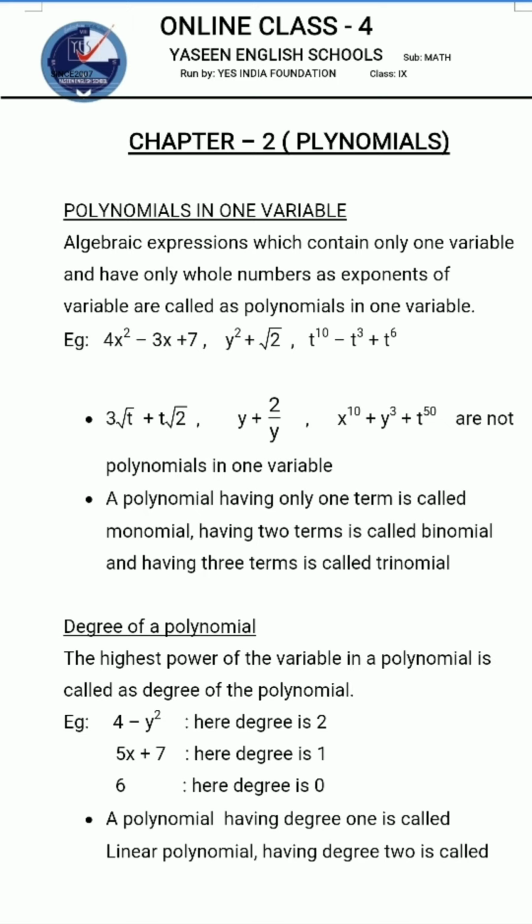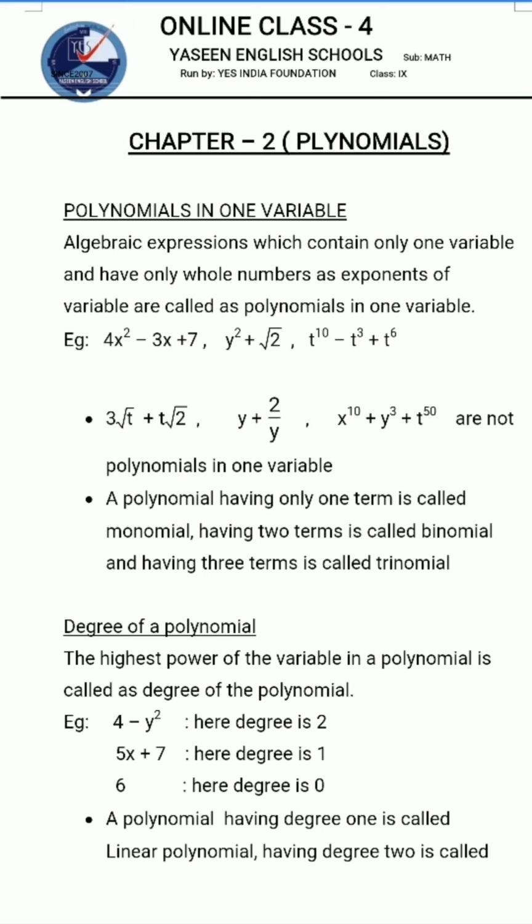A polynomial can contain many variables. Sometimes in one polynomial there can be x and y or z. But now, first we are studying polynomials in one variable only. So what is a polynomial in one variable? An algebraic expression which contains only one variable, and the main important thing, has only whole numbers as exponents. Exponent means power.